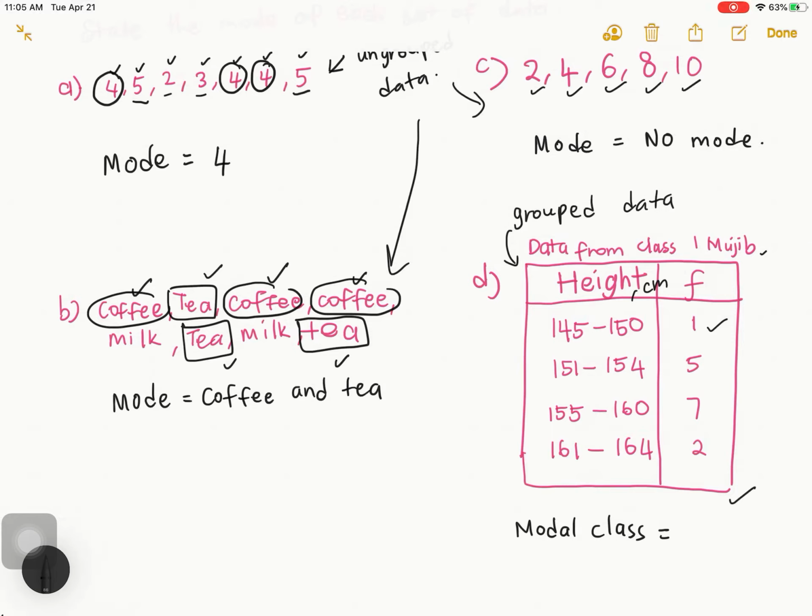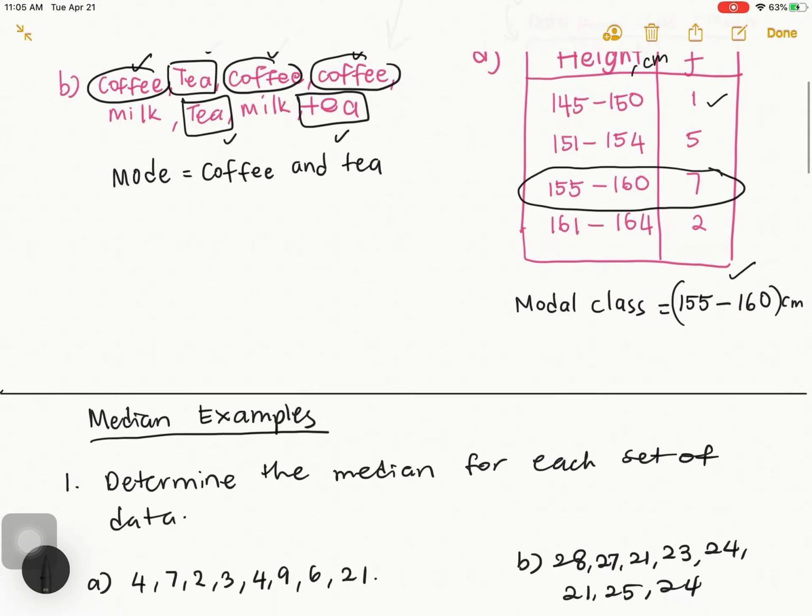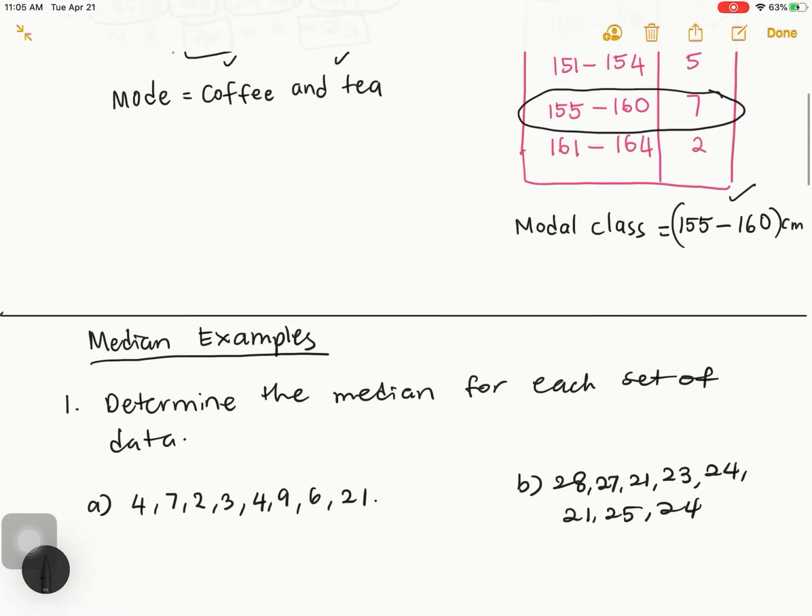So for the modal class, for this data, we see that 155 to 160 shows the highest frequency. So we take the class with the highest frequency as the modal class. So what do we write? We write 155 to 160 cm to be our mode, or to be our modal class. Okay? Easy, right? Okay, good.